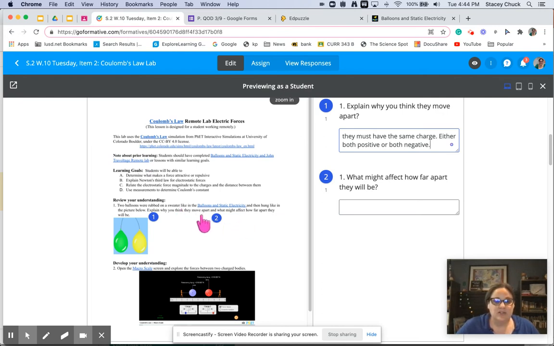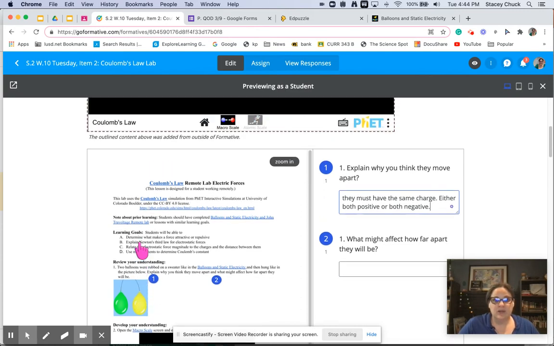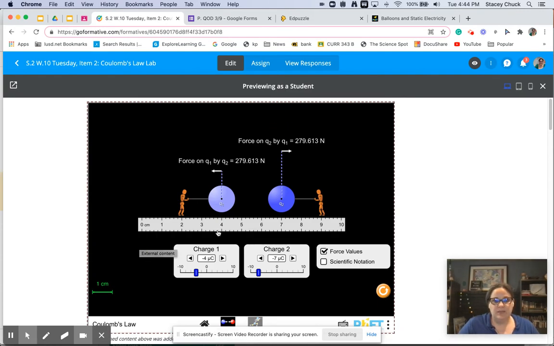The second part of this question says, what might affect how far apart they will be? So this is asking you to think in terms of quantity of charge. When I go back up to the simulation, the amount of force pushing them away from each other changes when I change the charge. So notice that this one's at -4 and this one's at -7. So if I make the charge number one larger, look at the force arrow. See how it's getting bigger?